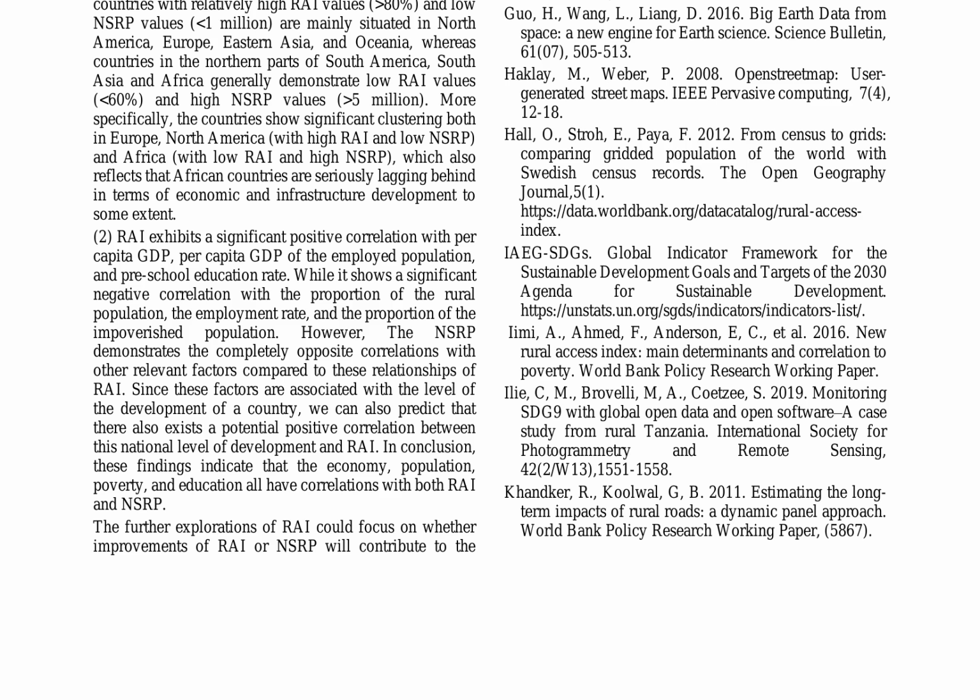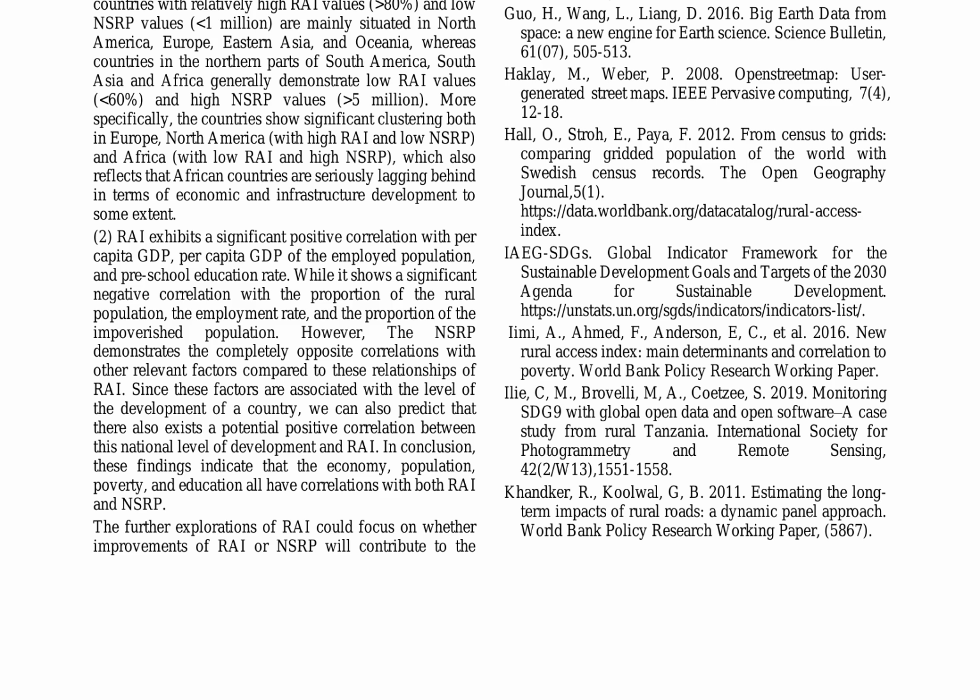Furthermore, the analysis shows that RAI positively correlates with per capita GDP of the employed population, and preschool education rate. Conversely, it negatively correlates with the proportion of the rural population, employment rate, and proportion of the impoverished population. The NSRP demonstrates opposite correlations with these factors compared to RAI. These findings suggest that the economy, population, poverty, and education are all correlated with both RAI and NSRP. The study concludes that further exploration of RAI could focus on whether improvements in RAI or NSRP contribute to socioeconomic, employment, education, and other development aspects.